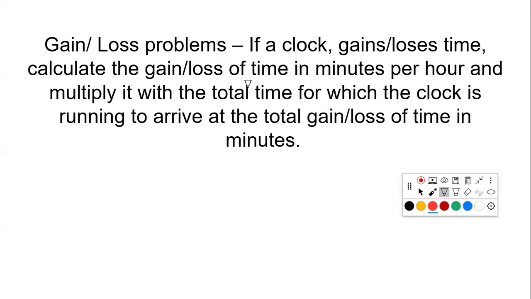And one last thing is the gain or loss problem. Sometimes watches gain time, or sometimes watches lose time. When the battery is weak and about to die, probably in 1 week or 10 days, if you still keep wearing it, it slows down. That means it is not showing the correct time. If your clock gains or loses time, calculate the gain or loss in minutes per hour and multiply by the total time for which the clock is running to arrive at the total gain or loss. We will do one or two questions based on this.